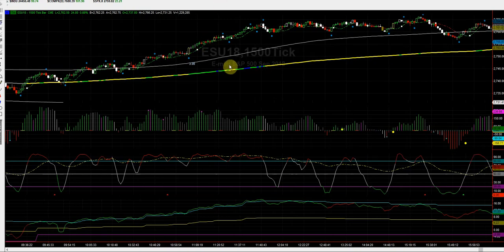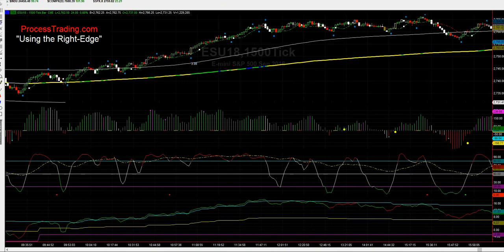Okay, this is processtrading.com using the right edge trading system. And when you're trying to day trade the S&P E-mini 500, sometimes more information is better, especially when it's non-correlated leading indicators such as the ones we have here with intraday, the cinnamon oscillator, and the short-term trend oscillator. It allows you to have much more precision, but sometimes more is better, but it's not necessarily necessary.